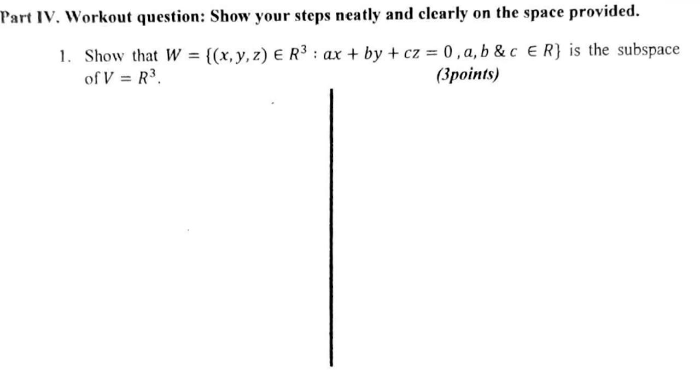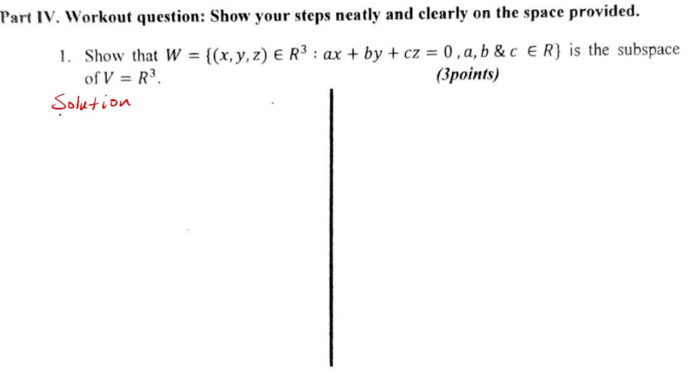In this video, I will solve some workout problems which are on the final exam of last year, Applied Mathematics 1B. Let's start from the first one. Question number 1 says, show that W, the set of triples such that ax plus by plus cz is equal to 0 for some constants a, b, c elements of the real numbers, is a subspace of R cubed.